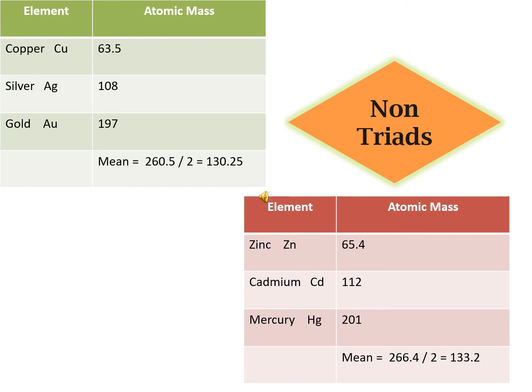So Döbereiner's law of triads was obeyed only for certain elements. It was true only for certain groups of elements, whereas it did not work out with the others. And so this method of classification could not be adopted. But it certainly gave impetus to several other scientists to do a lot of research. It was a motivation for them, and so later on various scientists came up with various other classification methods. One more such method that we are going to study is Newlands' law of octaves. So for that we will go to the next slide.